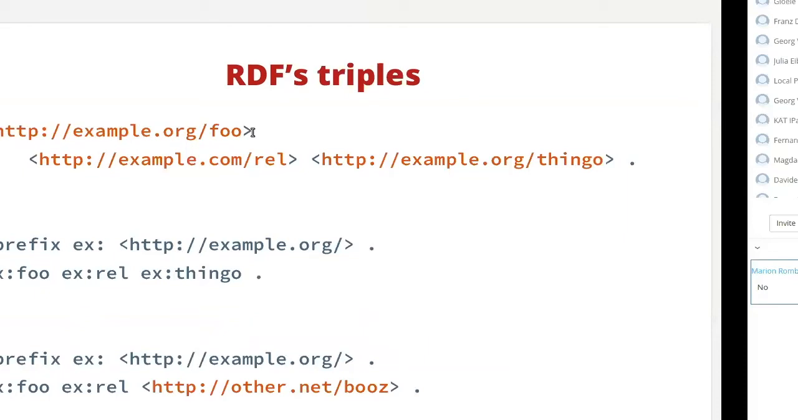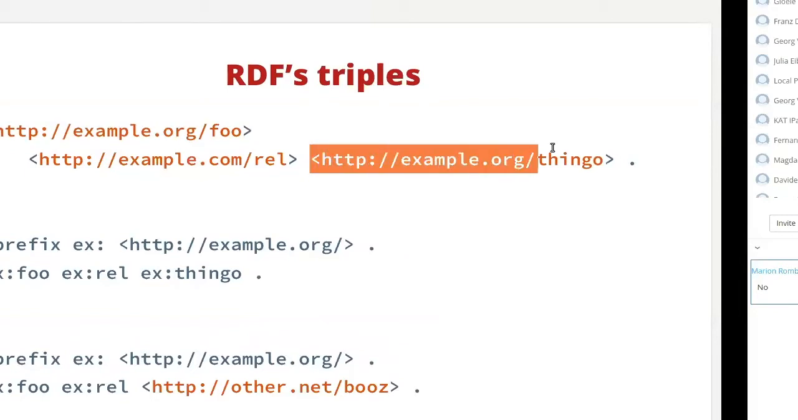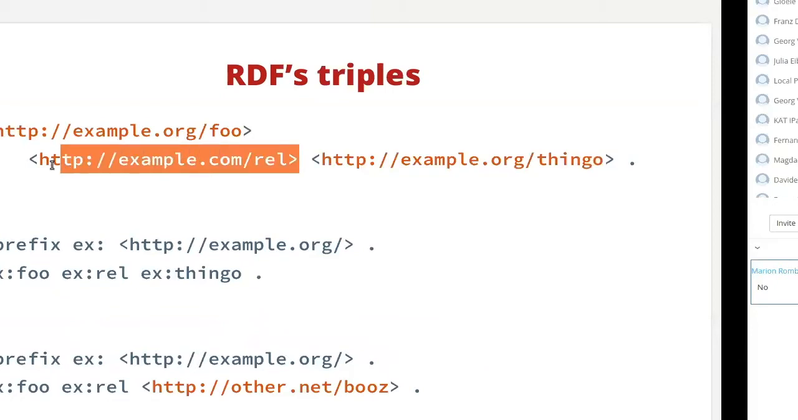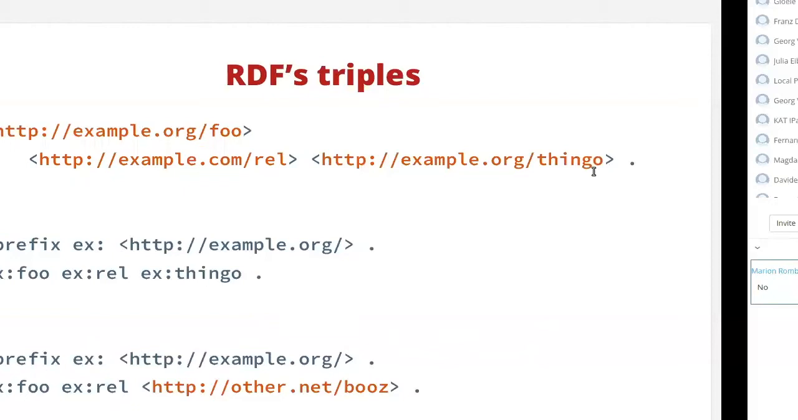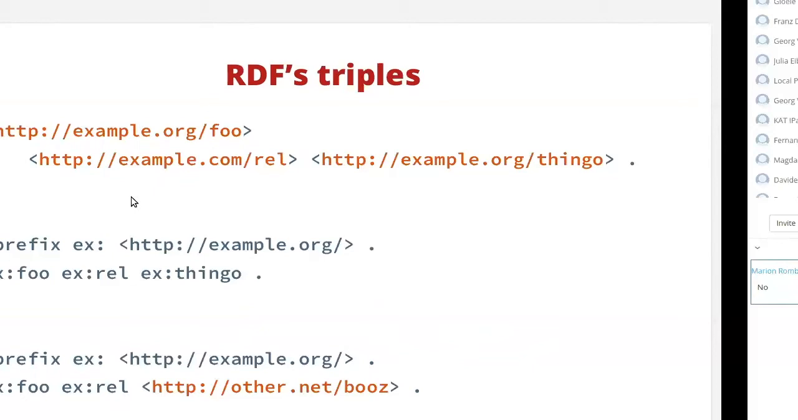The first line says that this specific thing identified by foo is in relationship with this other thing identified by thingo through a relationship identified by this URL. You consider all these URLs just as strings, please. So you have this string, the entity referred to by this string is in relationship with the entity referred to by this string, and the relationship is identified by this. This is all very, very opaque. And in a certain sense, that's the point of RDF. If you think you're not understanding things, that's okay. It will be clear in a second.